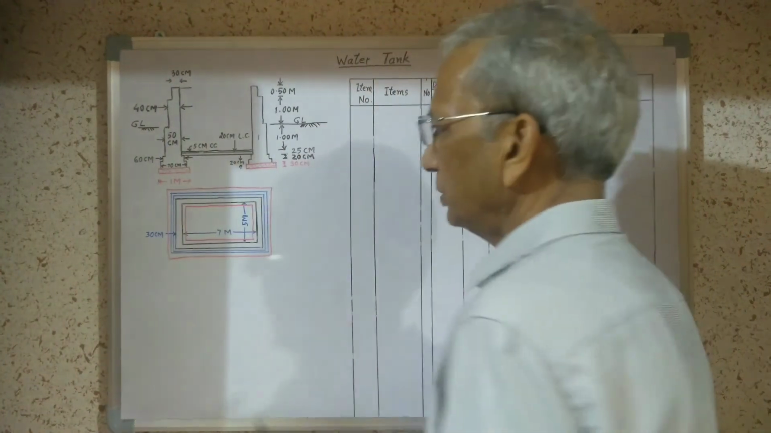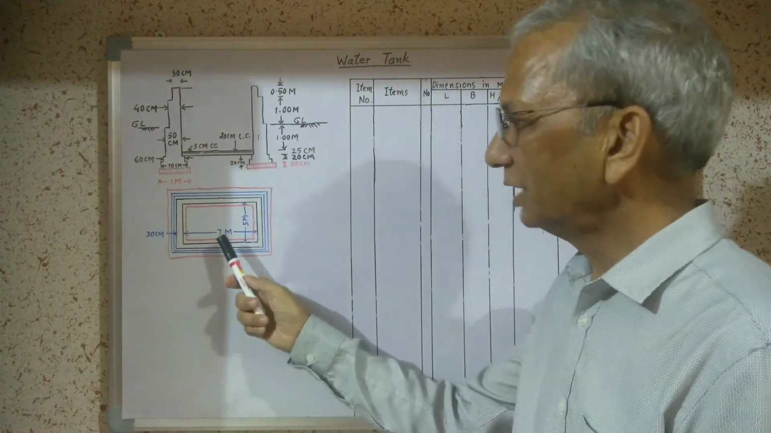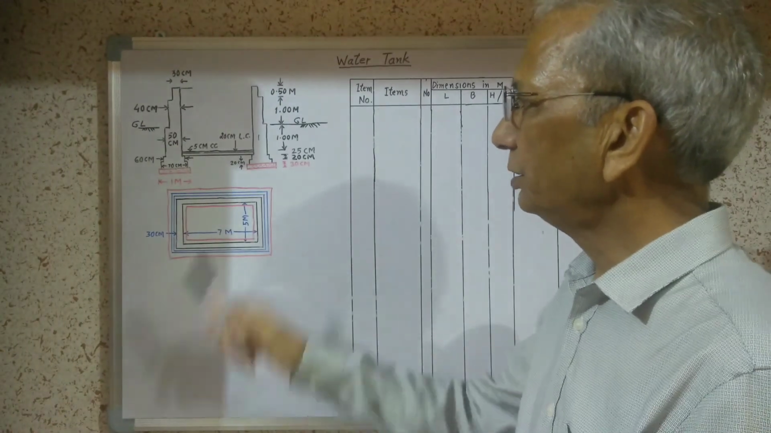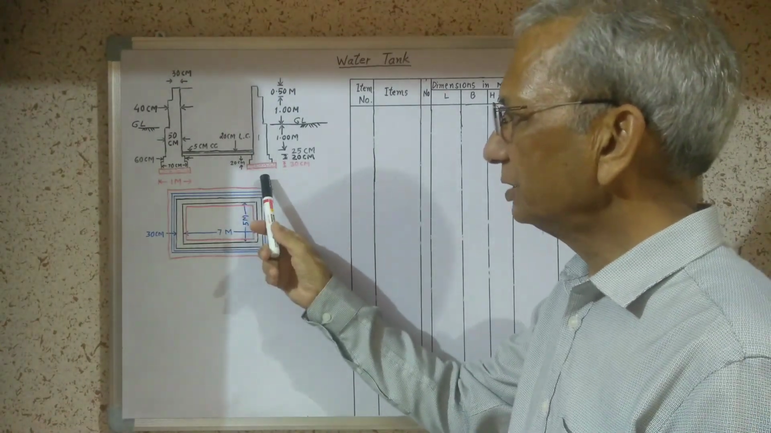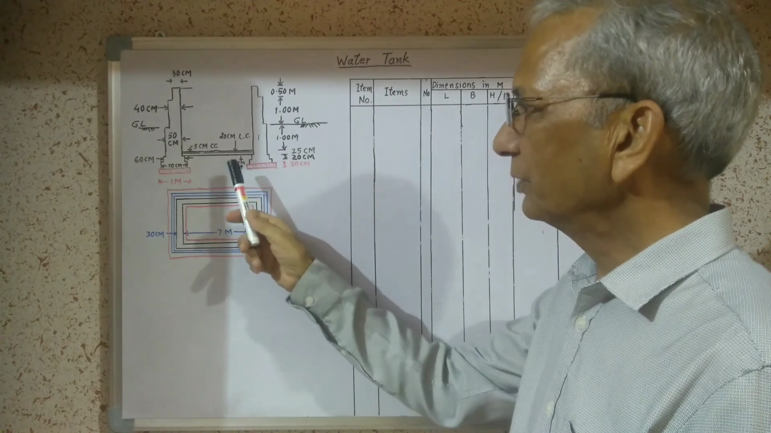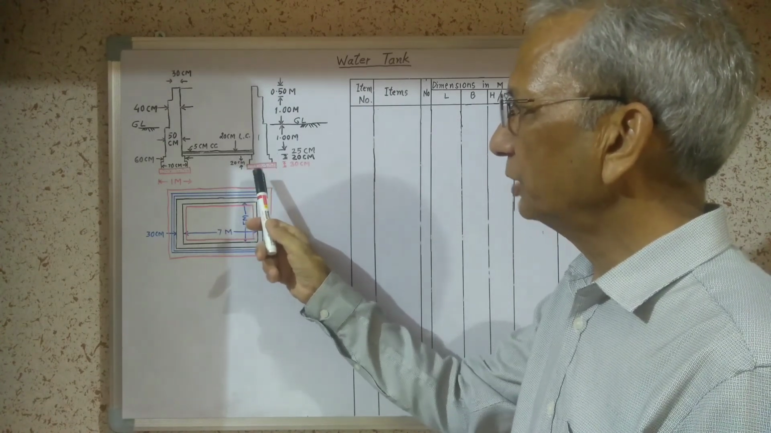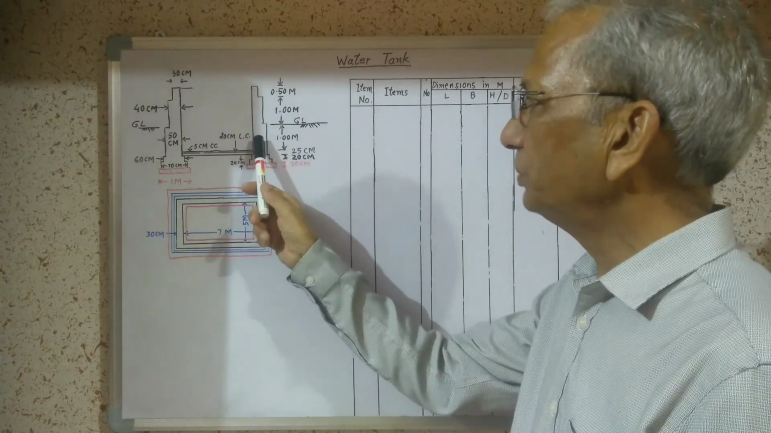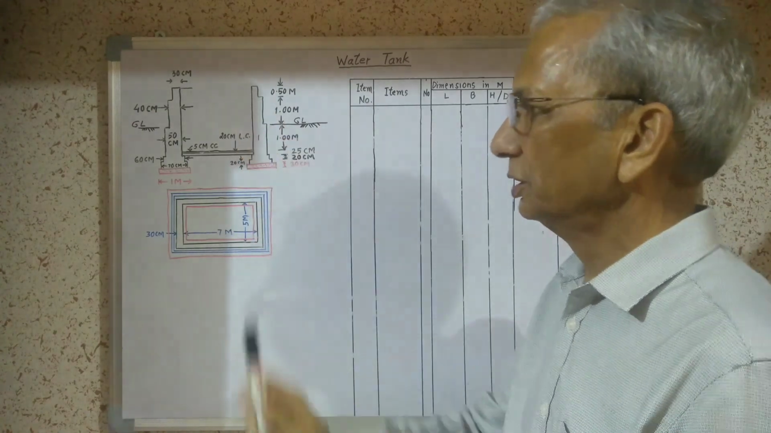Today, in estimation, we will do the calculation of the quantities of different items of our water tank. Here, this is a water tank having internal size 7 meter by 5 meter. We will calculate number 1, excavation, then PCC, then first step of brickwork in foundation, second step of brickwork in foundation, then plinth beam, then superstructure.